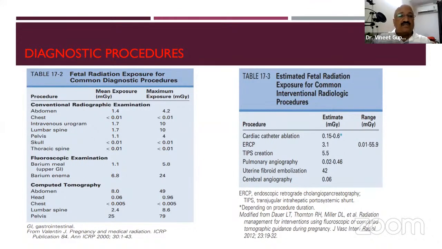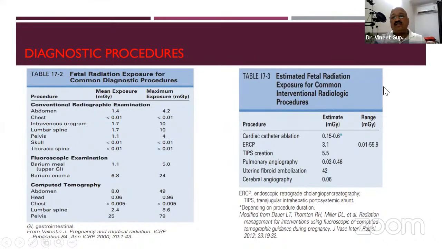You see the first table, and you can see the first line is of minimum exposure and the second line is of maximum exposure. So it says the 10 milligray exposure is crossed only by intravenous urogram, lumbar spine X-ray, then fluoroscopic examination, it is the barium enema, not barium meal, because it is upper GI. Then computed tomography, almost all abdominal, and then pelvic CT scans.